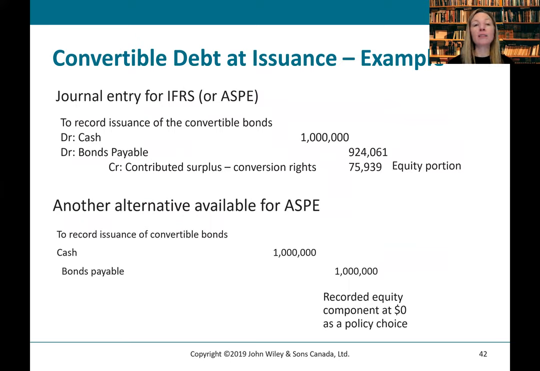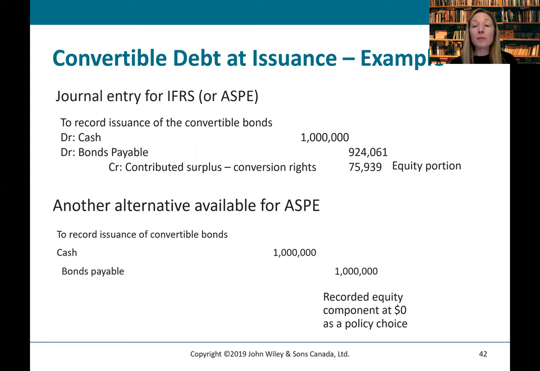The journal entry for IFRS is going to be debit cash, $1,000,000, credit bonds payable, that amount that we calculated as the present value. We always put bonds on our statement of financial position at the present value of the cash flows, so 924,061. And then credit contributed surplus, noted that it's for conversion rights. That's going to be the difference between the $1,000,000 that we paid and the present value of the bond that we calculated. Of course we know that contributed surplus is part of our equity section on our statement of financial position, and we're specifically labeling it as conversion rights so we can remember to look back for that later.